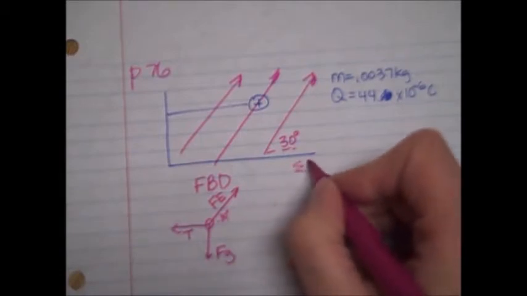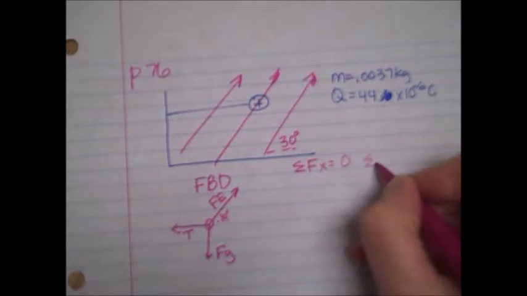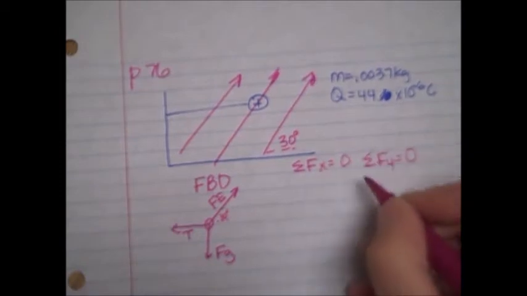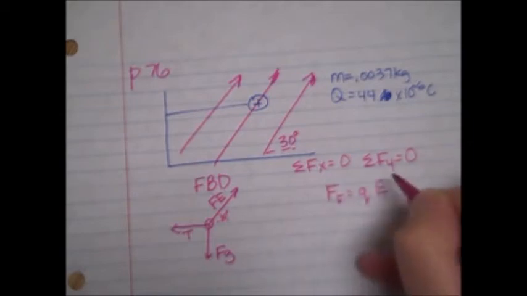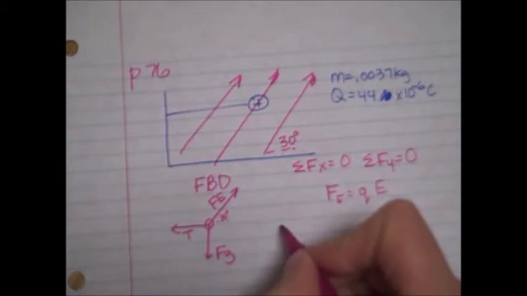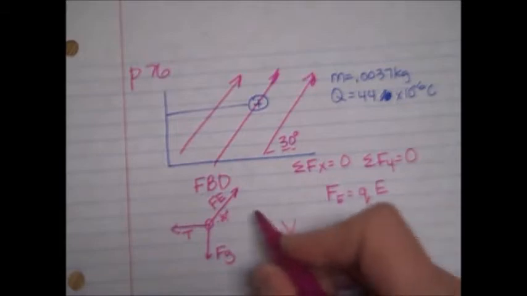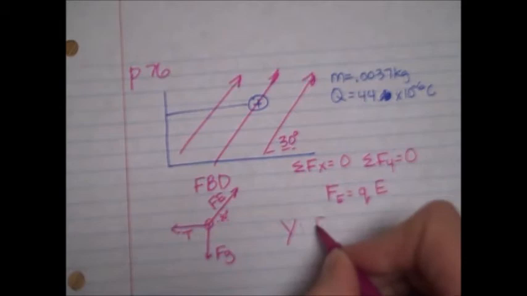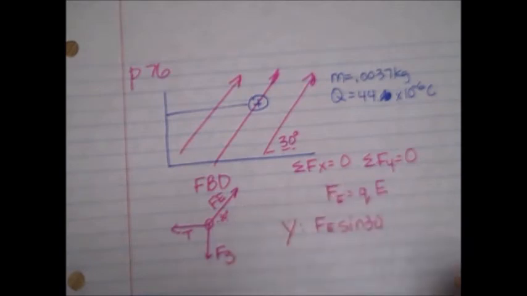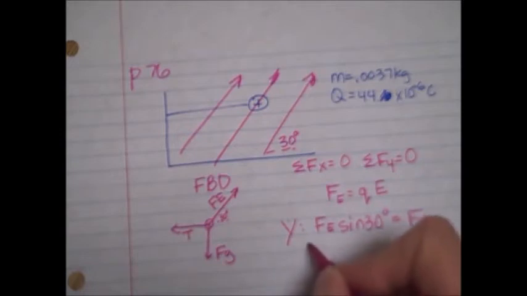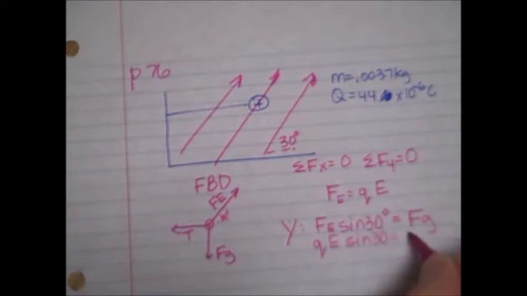So this is just an equilibrium problem. Sum of the forces in the x equals 0, sum of the forces in the y equals 0. Remember, sometimes you get points just for writing that. And the force due to an electric field is Q times E. So if I set this up, looking in the y direction, the opposite side, so Fe sine 30, the component of the electric force upwards, equals the force of gravity.